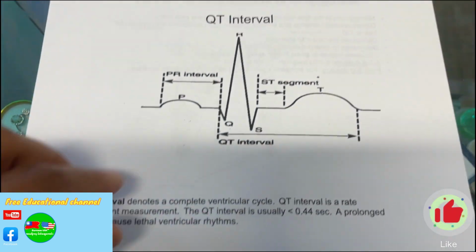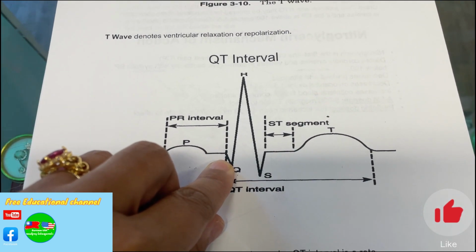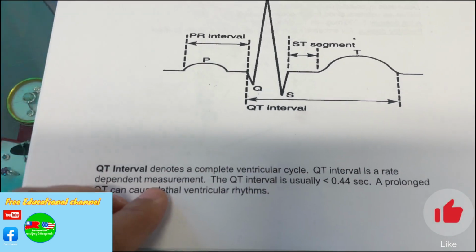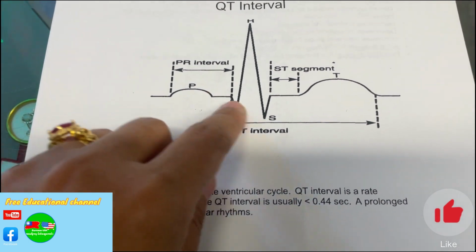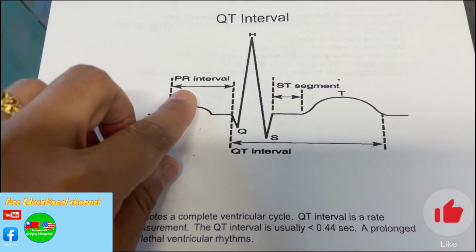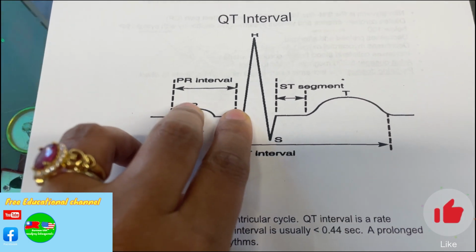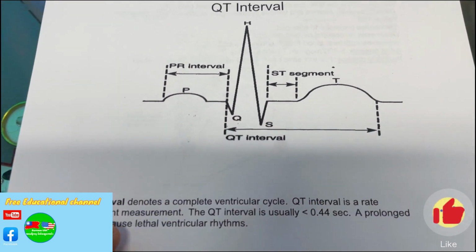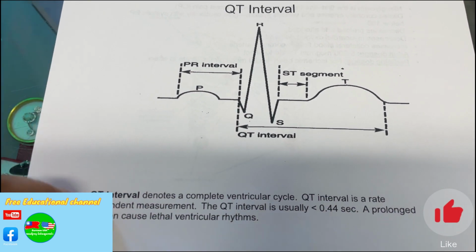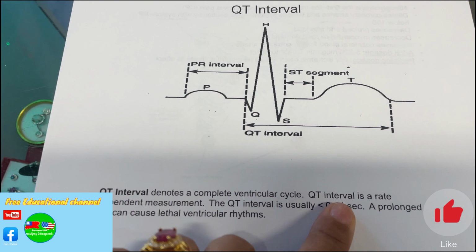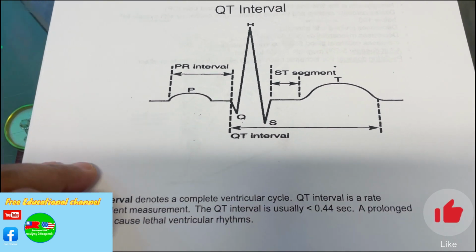Okay, so QT, that means starting from the Q to the end of the T. It denotes a complete ventricular cycle. PR is the atrial cycle, QT is the ventricular cycle, and it is a rate-dependent measurement.